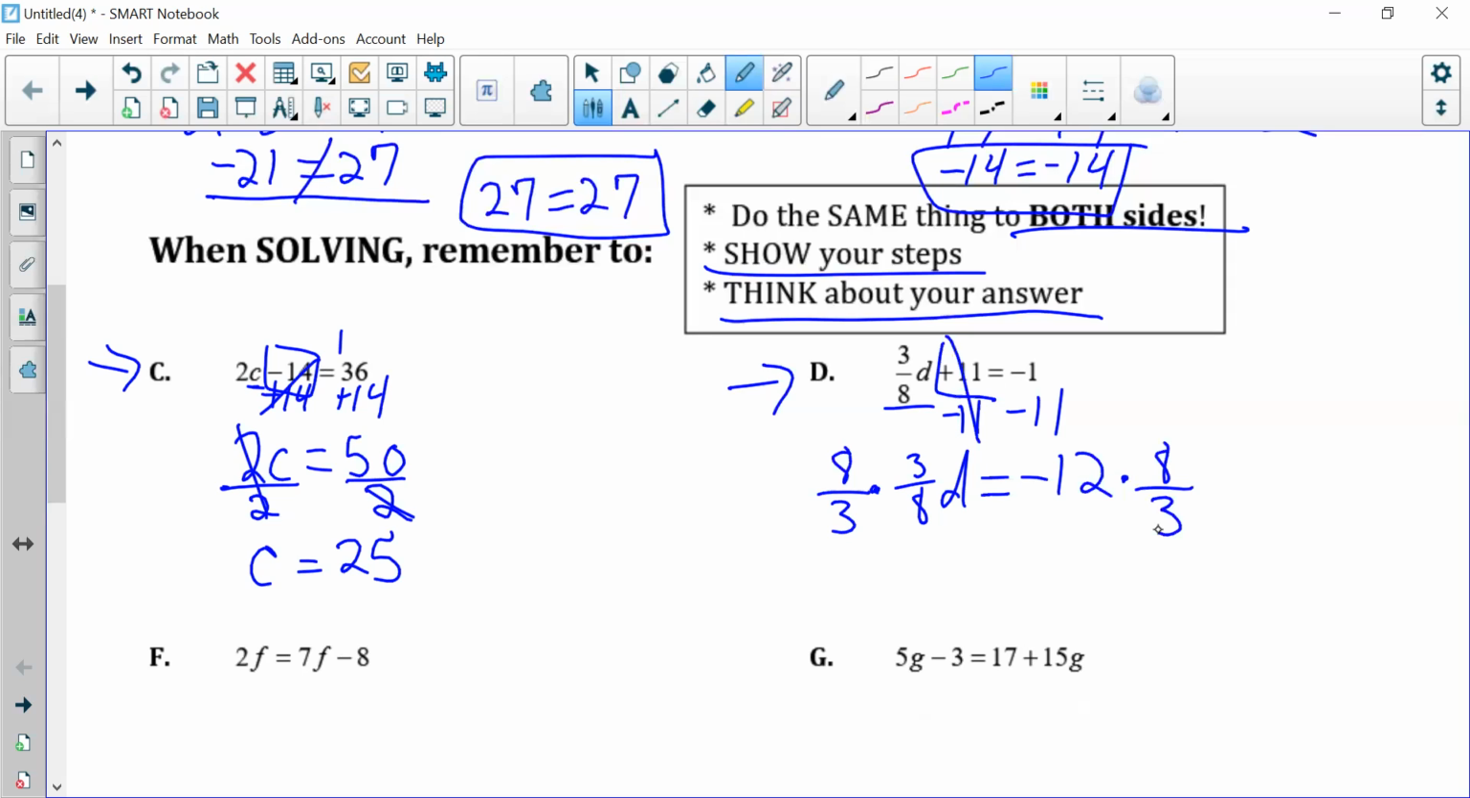8/3. All right. My 8's here cancel out. Do you see this? And my 3's cancel out, leaving me with just D equals. And this is where you got to know your math, or we can do a quick simplifying. So here we can either say 12 times 8 and then divide it by 3. Or you can remember that we can cancel things out because 3 goes into 12. So 3 goes into 3 one time, 3 goes into 12 4 times. So -4 times 8 is -32. So D equals -32 is my answer.